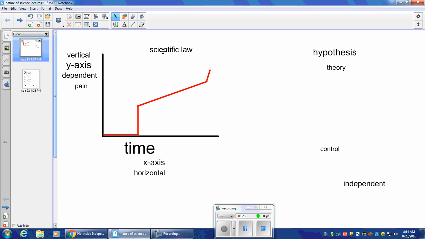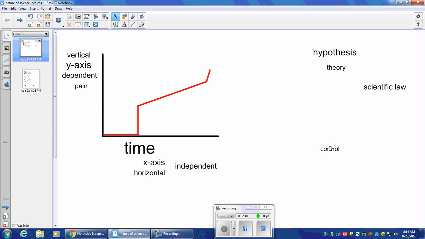Okay. Now, our independent variable, I want you to associate these three words: x-axis, horizontal, independent, right? Regardless of if I'm in pain, time is always going to go forward. It's independent, like an independent woman don't need no man, right? Pain on my y-axis is the vertical up and down, and it's dependent on time.